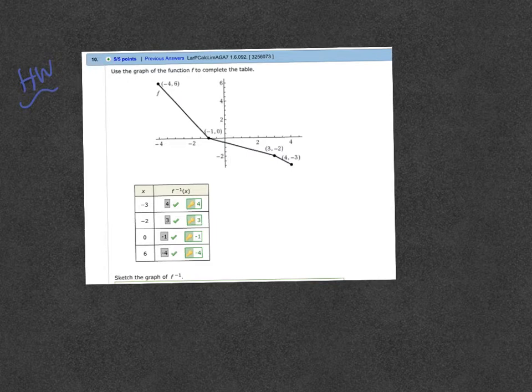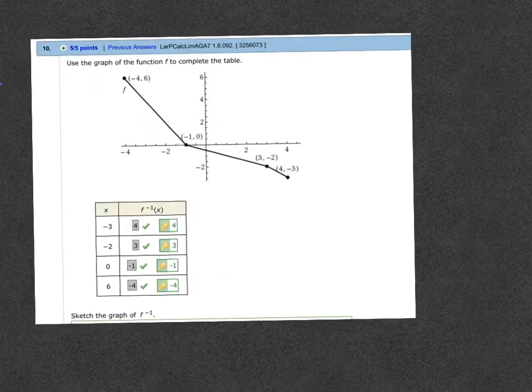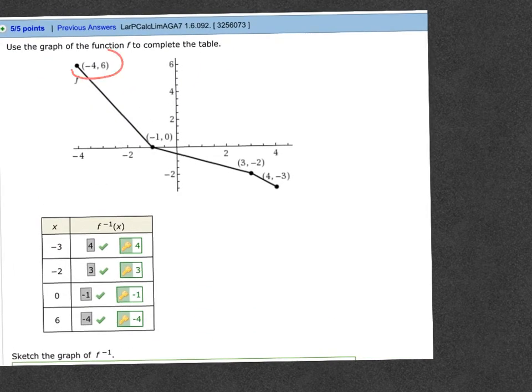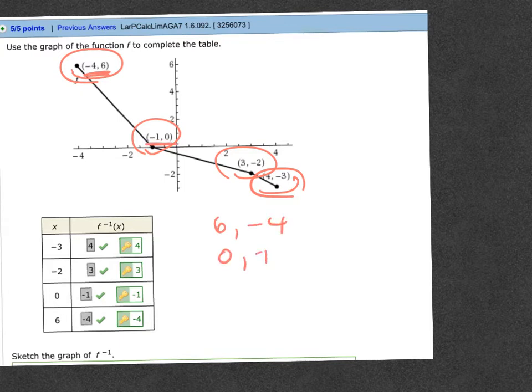All right, so speaking of graphing, this was number 10 in the homework. It said to use the graph of the function to complete the table. So if this is my original f of x, then I want to take each of these points and switch the x and the y to get the inverse function. So if I switch this, it's (6, negative 4). If I switch this, it's (0, negative 1). If I switch this, it's (negative 2, 3). And the last one would be (negative 3, 4).